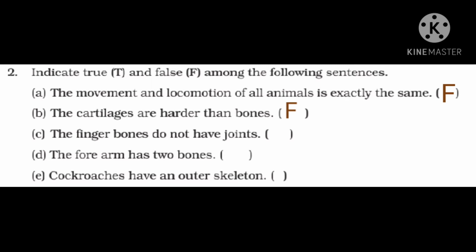Third question: the finger bones do not have joints. Yes, it is also a false statement. Then fourth question: the forearm has two bones. Yes, it is true. Then the last question: cockroaches have an outer skeleton. Yes, it is also a true statement.